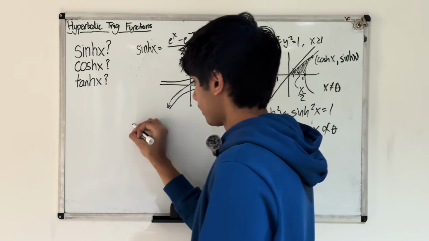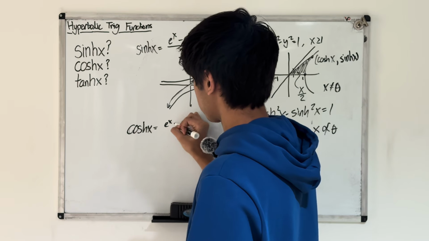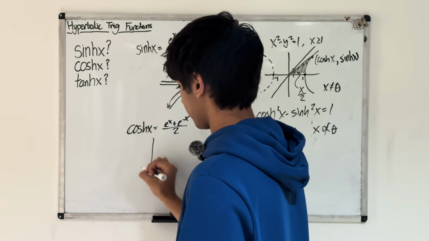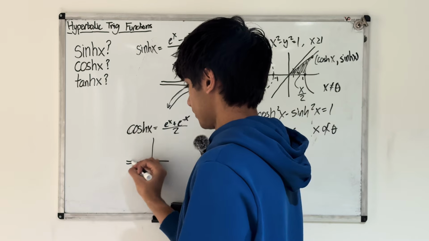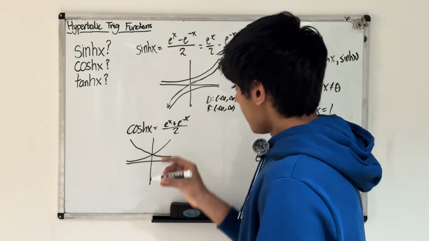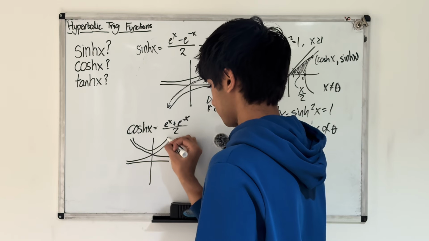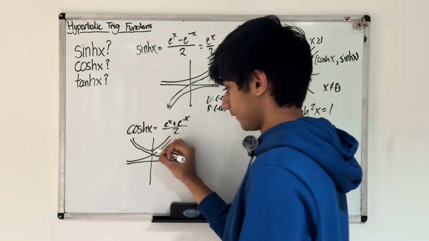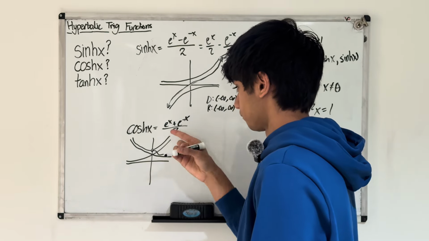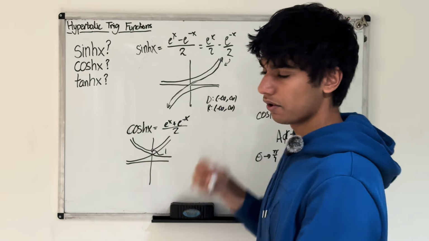Okay, cosh of x is equal to e to the x plus e to the negative x, divided by 2. Graphically, we're going to look at something like this. So e to the x is this way, e to the negative x is this way, and cosh of x, if we add them together, is going to be something like this. If we plug in 0, we get 1 plus 1 is 2, and 2 divided by 2 is 1. So from there, 1 all the way up.